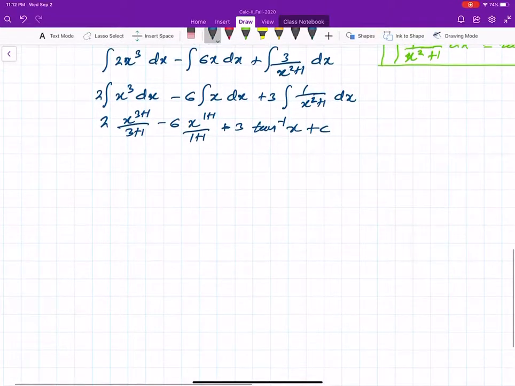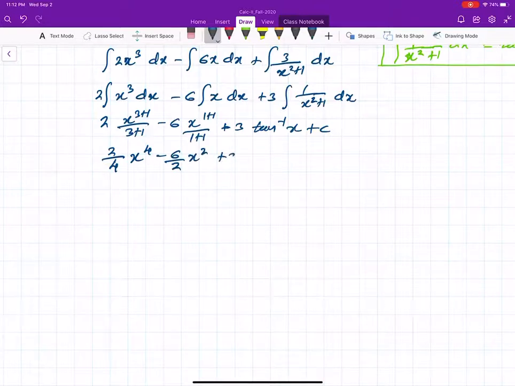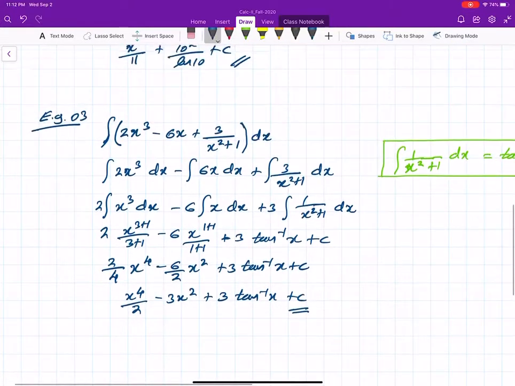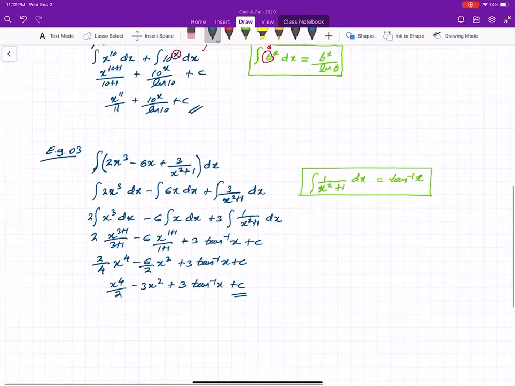Then I'm going to simplify this. This is 2 over 4 x to the power 4 minus 6 over 2 x to the power 2 minus 3 tan inverse x plus c. This is x to the power 4 over 2 minus 3 x to the power 2 minus 3 tan inverse x plus c. All right, so this is the solution for this problem. We are moving to the next problem.